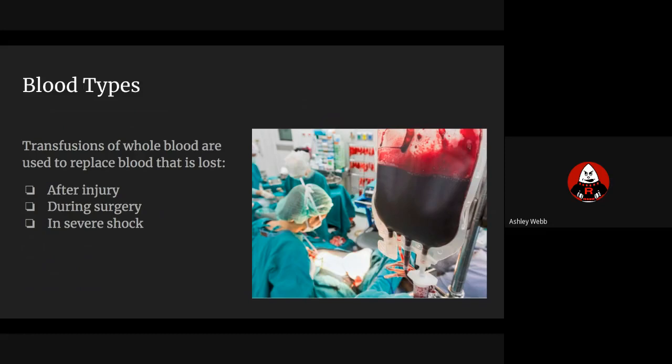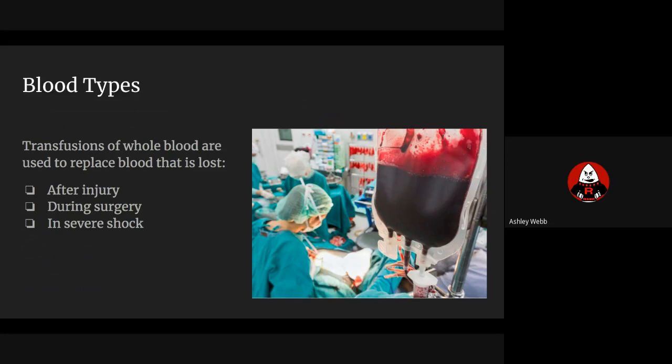When we're looking at blood types, we talk about it just a little bit because we need to know about transfusions. And transfusions are where we take whole blood, which when we say whole blood, we mean both the cells, both the red blood cells and the plasma. Okay, and we use that to replace blood that's lost either after injury, during surgery, or in cases of severe shock.